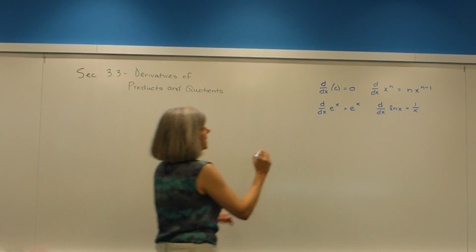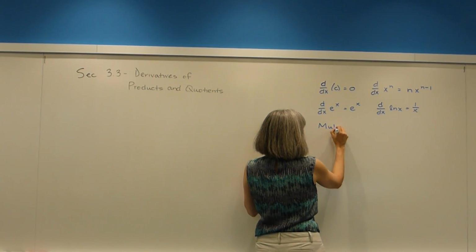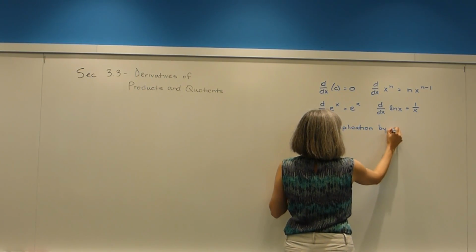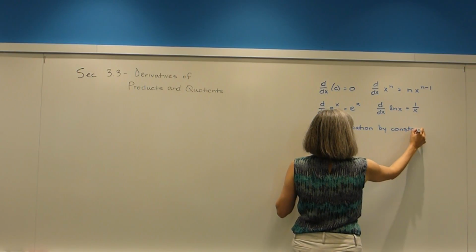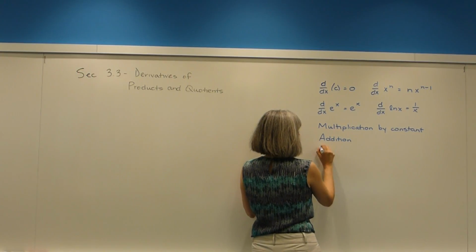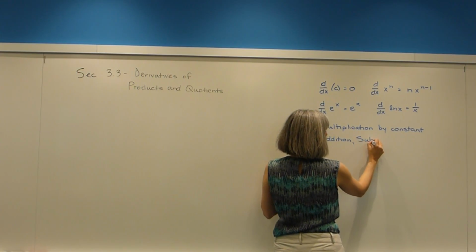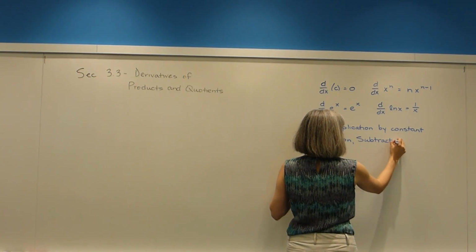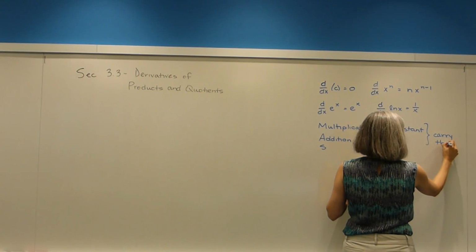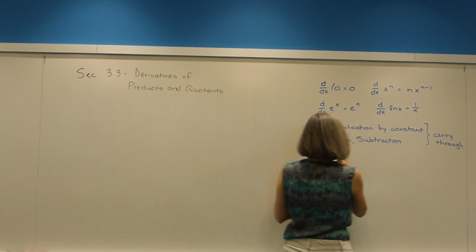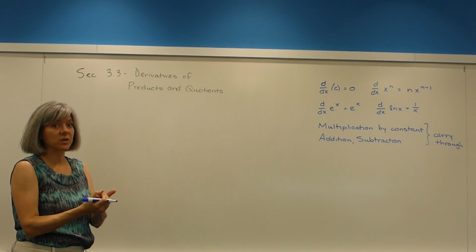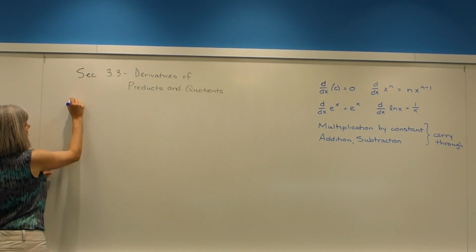And then we also know that multiplication by a constant and addition and subtraction, I'll write it up here, save some space. These carry through. So we just start writing them down and plug in the derivatives as we get to the functions. Okay, so today we need to talk about what happens when we multiply functions. So let's start with the product rule.